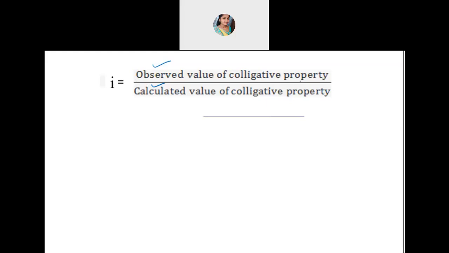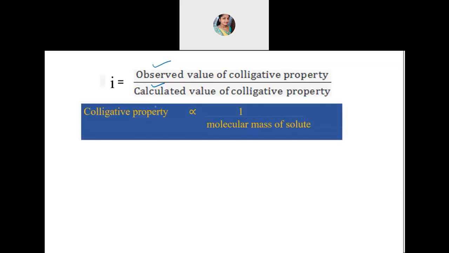i is the observed value of colligative property divided by the calculated value of colligative property. So this is for the colligative property. But now you can write it even in terms of molar mass. Colligative property is inversely proportional to the molar mass of the solute. So if I substitute here for the observed value, it will become 1 by the molar mass of the observed one, divided by 1 by the molar mass of the normal one, that means the calculated one.